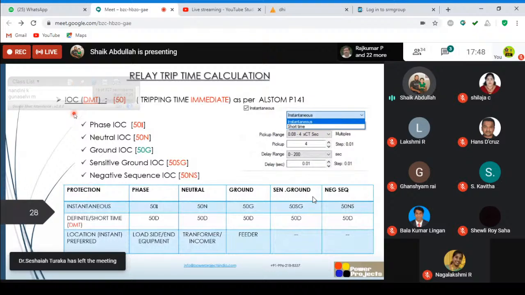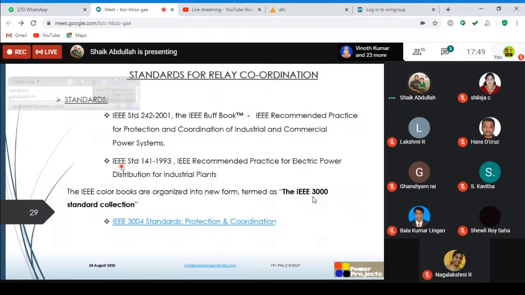The 50 function is nothing but instantaneous overcurrent. So here also, the phase instantaneous overcurrent, the neutral overcurrent and the ground overcurrent are available. The same CTs will be used for the same operation, and you can use them for the instantaneous protection function.